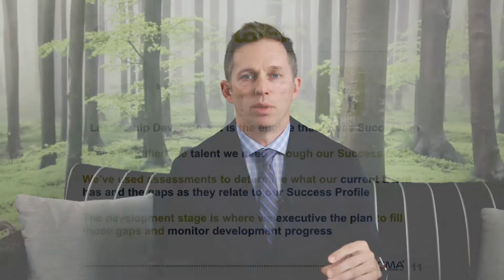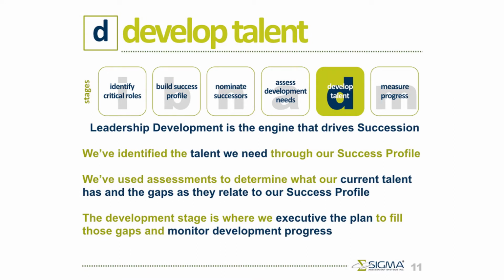So the next piece is actually developing that talent. We understand what the needs are, and the important part is how we execute that plan in moving people to where they need to be in a position to be successful in the new role. As I might have mentioned before, leadership development is really the engine that drives succession. So we've identified the talent we need through that success profile. We've used assessments to determine what our current talent has and their individual needs related to that target, that success profile. And the development stage is really where we execute the plan to fill those gaps and monitor the development progress.